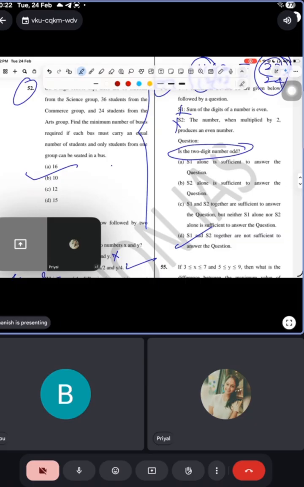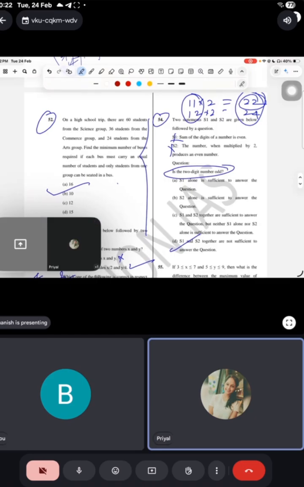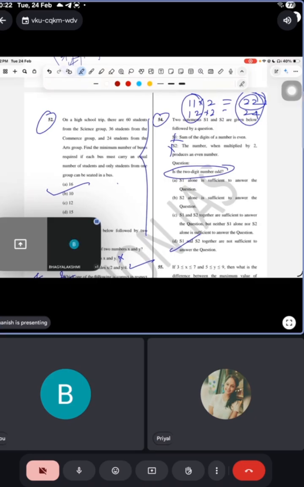It means both are not sufficient individually. Guys, see, both statements 1 and 2 are combinedly not sufficient as well. Yes, individually also and combinedly also.